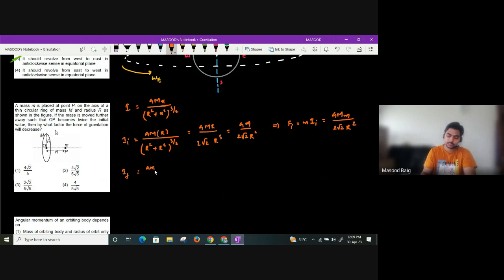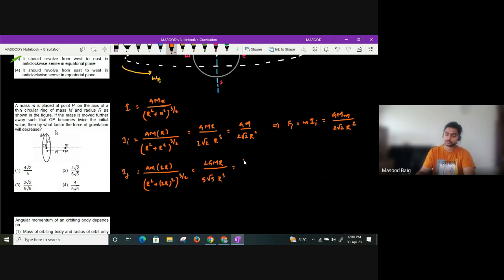So what will I get? G M into 2r divided by r square plus, this is 2r whole square now, whole power 3 by 2. So I'll get it as 2GMr. In the denominator you will get r square plus 4r square, 5r square. 5r square whole power 3 by 2 will be 5 root 5 r cube.